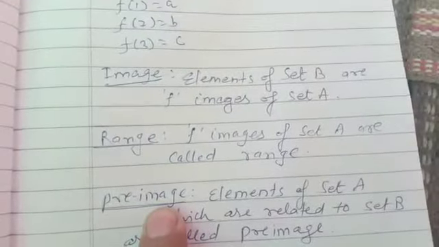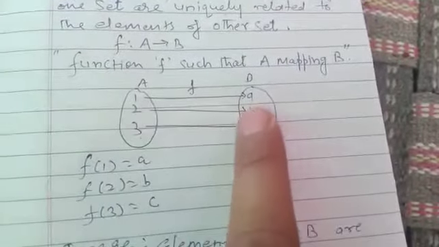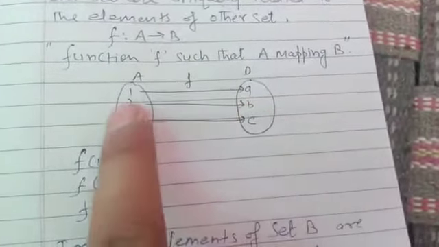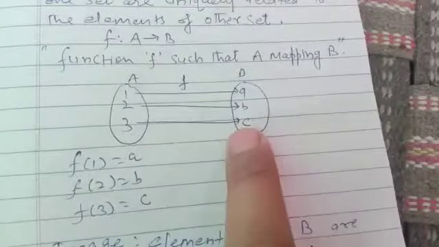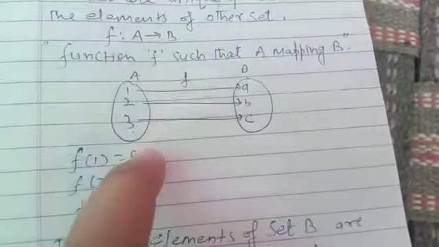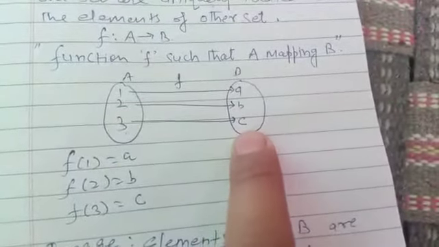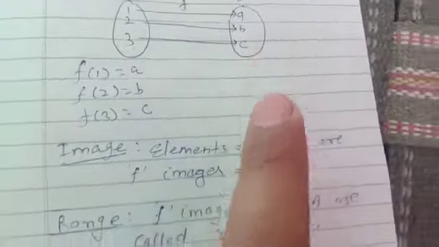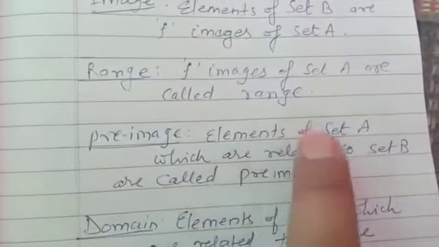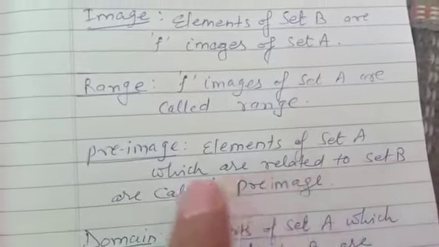Pre image. What is pre image? The pre image of A is 1, the pre image of B is 2 and the pre image of C is 3. So we can say that elements of set A which are related to set B are called pre-images.